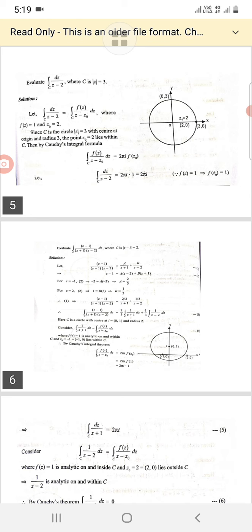In the last class, we discussed Cauchy's integral theorem, that is the fundamental theorem: the integral over C of f of z dz is equal to 0. Using the complex integral formula, now we will go for the examples.